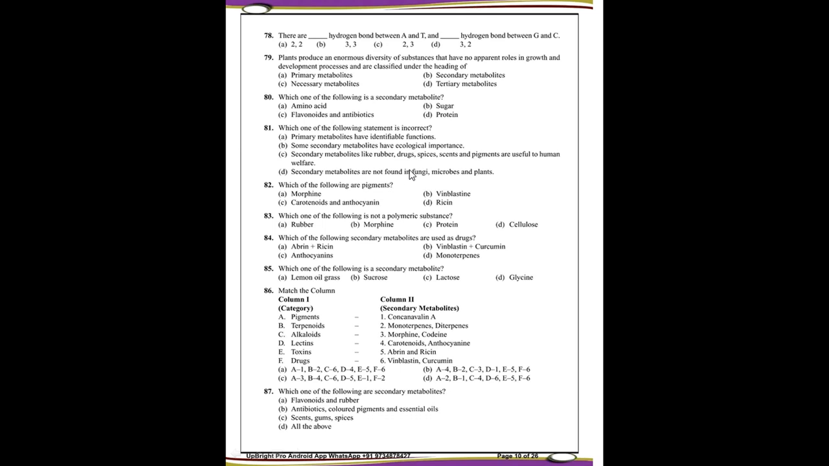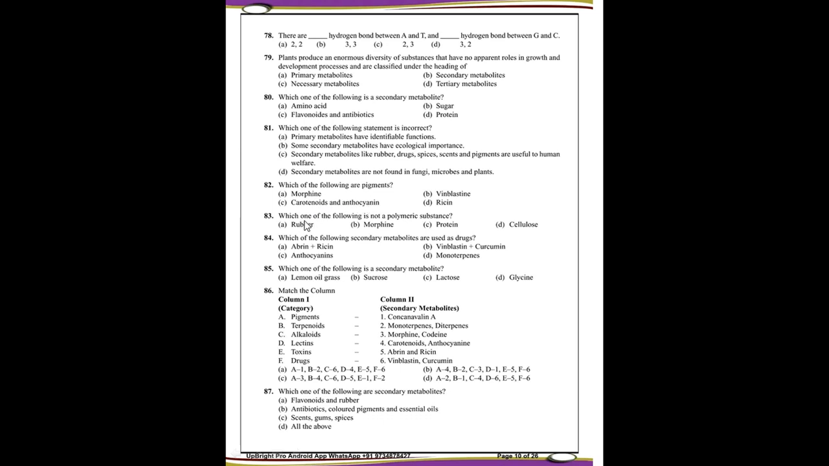Which one of the following are pigments? So which of these is a pigment? Carotenoids, morphine, vinblastine, carotenoids and anthocyanins, and resin? So carotenoids and anthocyanins are the pigments among these.